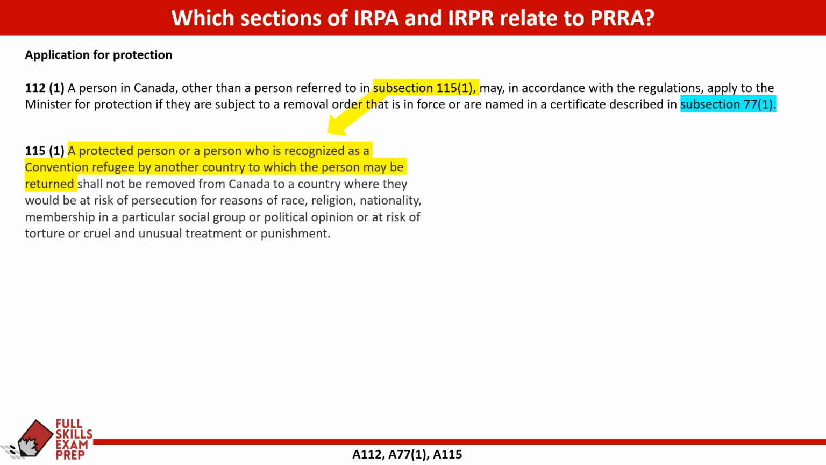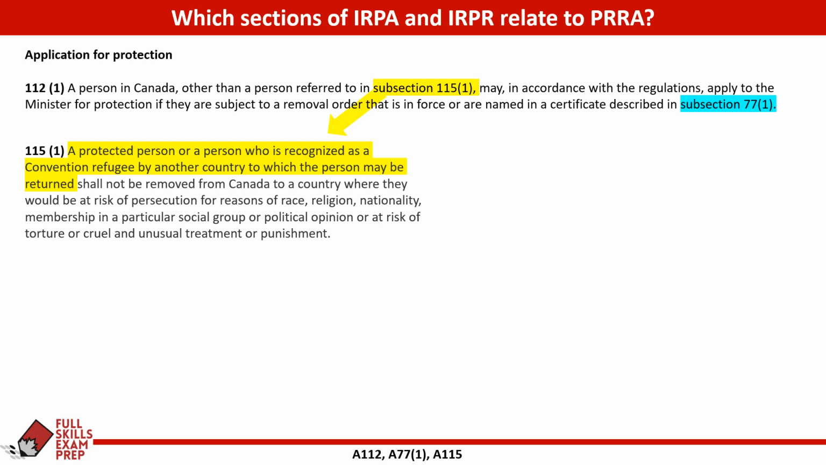Well, we've got that over here. So it's a pretty long sentence. I highlighted it because I think this is a sentence that we should split into two. So a protected person or a person who's recognized as a convention refugee by another country to which the person may be returned. So if Canada wants to deport a person or send a person back to another country, again, Article 115 says, of course, that a person cannot be sent to a country where they would be put into situations that would make them refugees anyways.